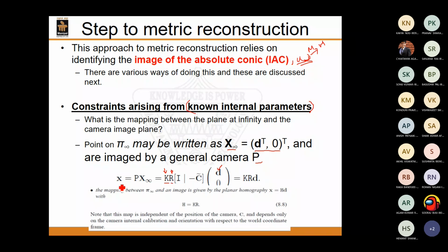The actual formula that you have is x = PX, okay? In the case of the point at infinity, I can write it as small x = capital P X infinity, right? Now this capital P, I can decompose into the internal parameters and the external parameters. So the whole of this becomes the external parameters, right? K alone is the internal parameter.